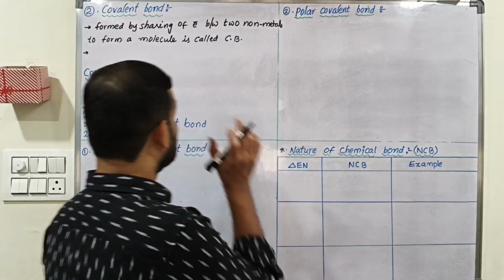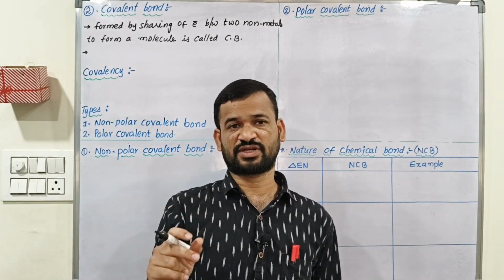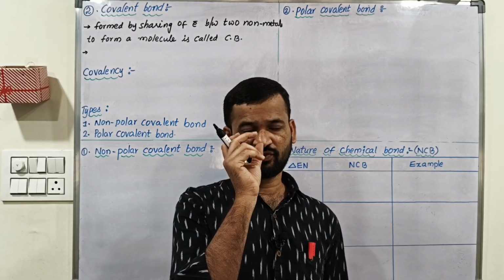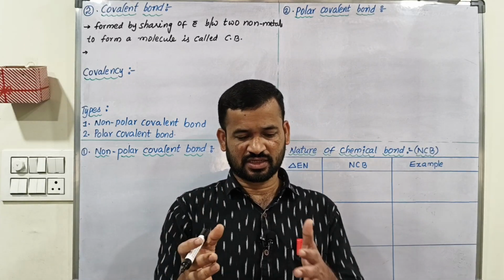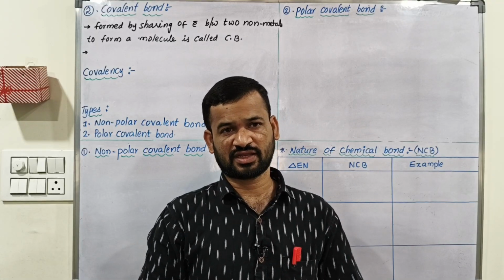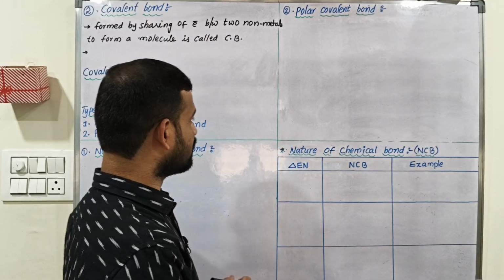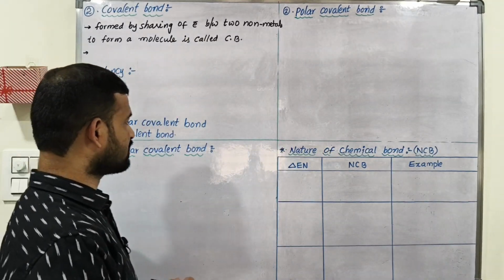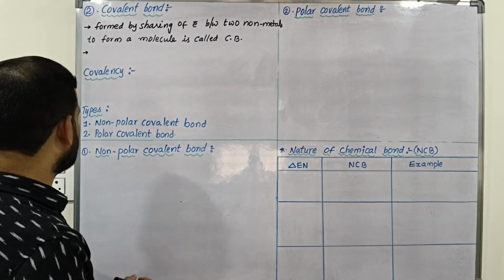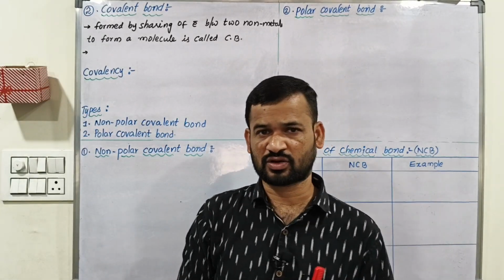Here first we have to identify what type of atoms are participating in that compound. If metal and non-metals are present in that compound, that is ionic. If only non-metals are there, then that is obviously a covalent molecule. So in covalent compounds, it is again two types: non-polar covalent bond and polar covalent bond.